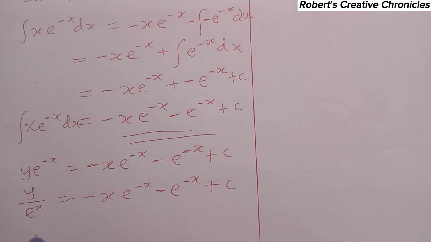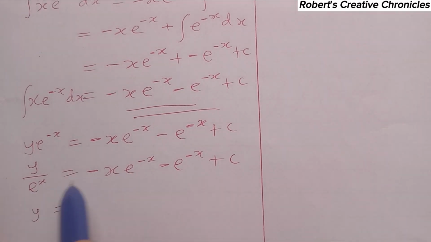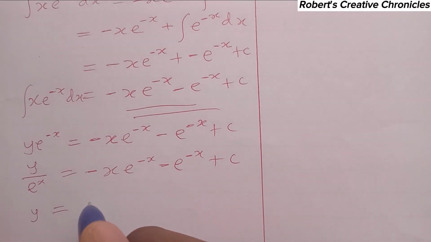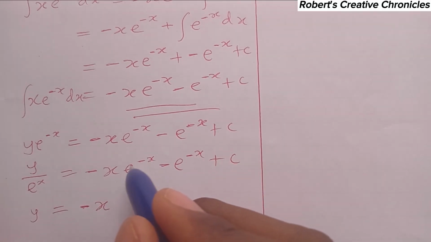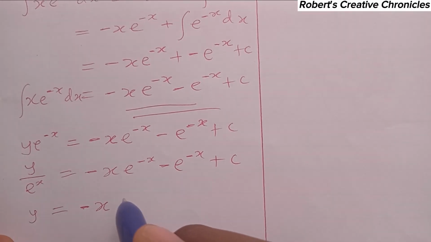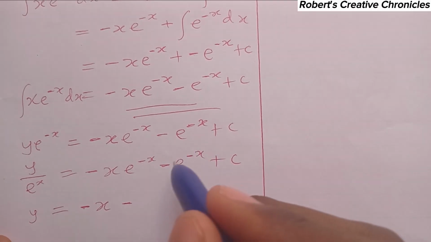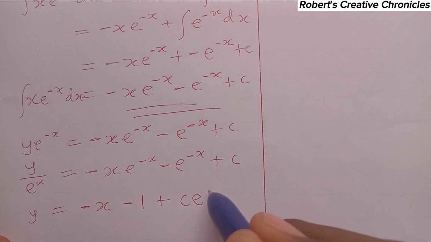So we can cross multiply. This becomes y is equal to, so this will multiply by each term. This will be negative x. This times this will be e^(-x) times e^x, so it will be e^0, which is 1. Minus, here also will be 1, plus c e^x.